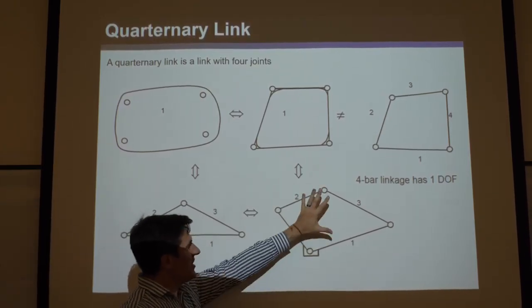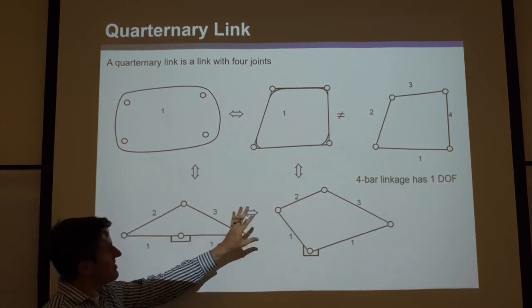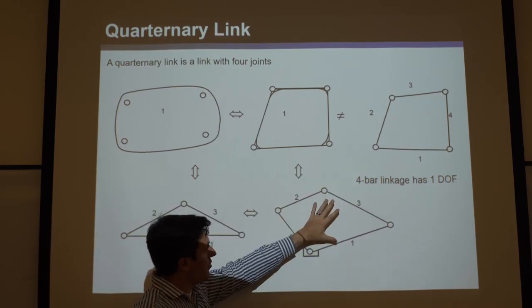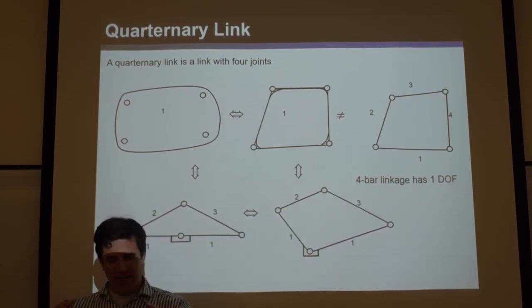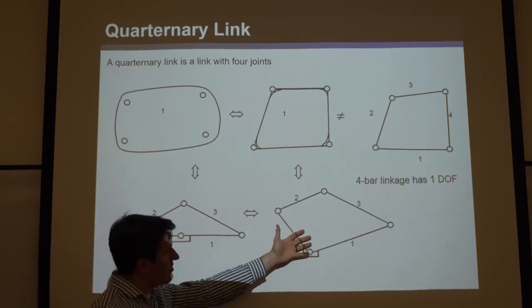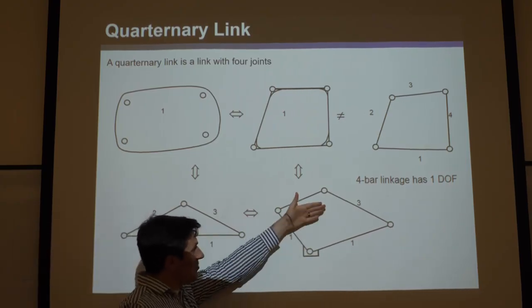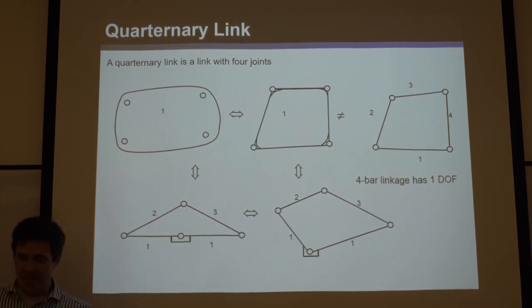So this would not classify as a quaternary link, just like these don't, but it would behave like a quaternary link because it would all be locked up with no way to move, and it would have 4 joints on it. But again, on an exam, if I asked you, is this a quaternary link, you'd say no. It is 2 binary links and 1 ternary link that behaves together like a quaternary link.